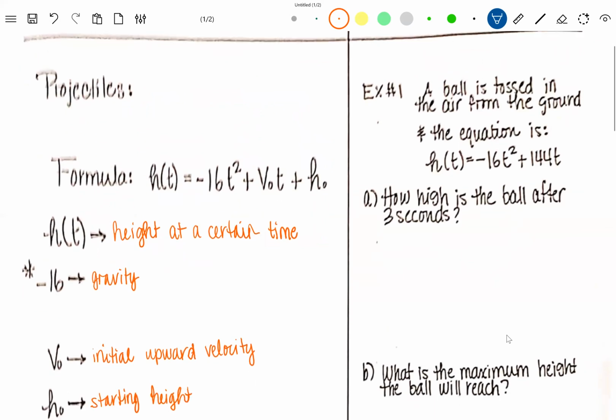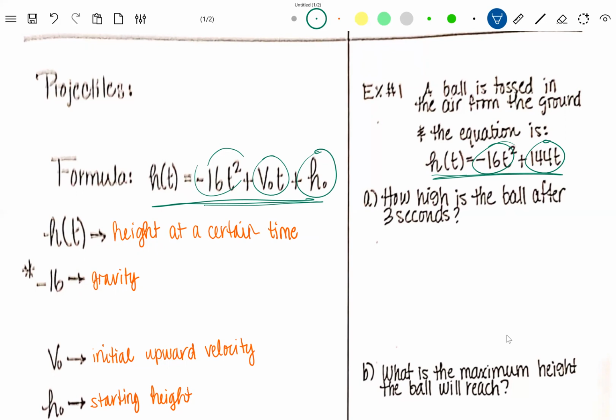It says a ball is tossed in the air from the ground, and the equation is h of t equals negative 16t squared plus 144t. So if you compare this equation to this equation, the one on the left has 3 terms. The one on the right only has 2 terms. It's missing this last term here. Remember, h of 0 stands for the starting height. Since it is tossed in the air from the ground, the starting height is 0. So you could, if you wanted to, put a plus 0 there.